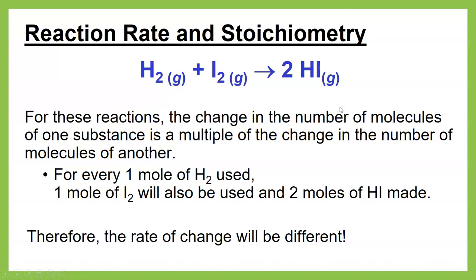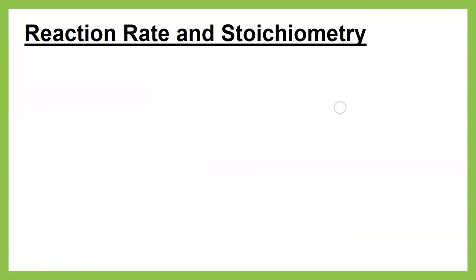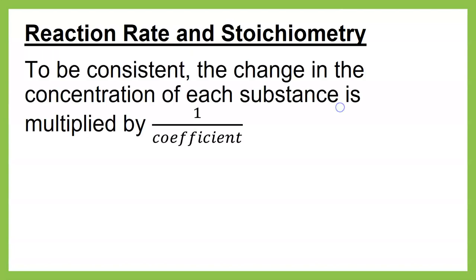Those coefficients, that stoichiometry, affects the rate of change for these components, which makes it difficult to relate things to each other. We don't like relating apples and oranges. We always want to be relating apples and apples. We see that constantly throughout the year. We want things to be consistent. We want to make sure that what we're comparing is apples to apples.